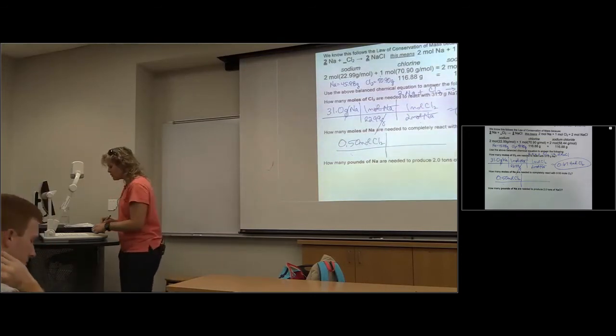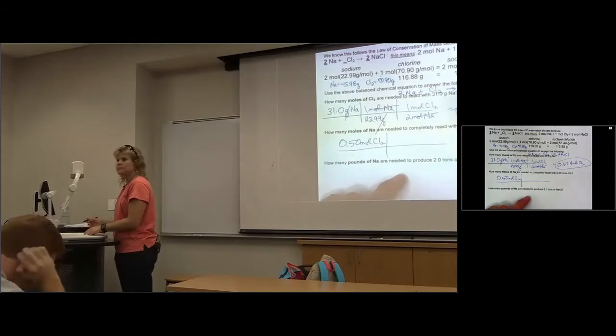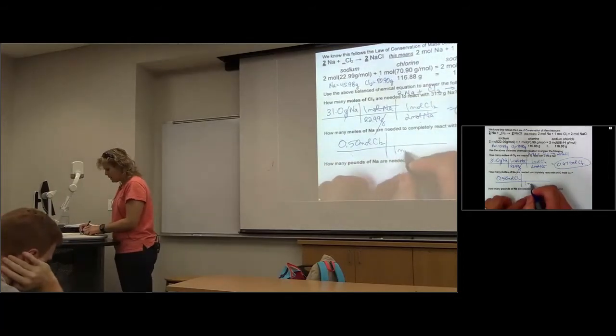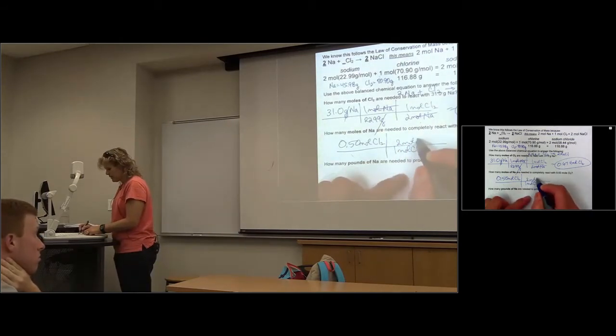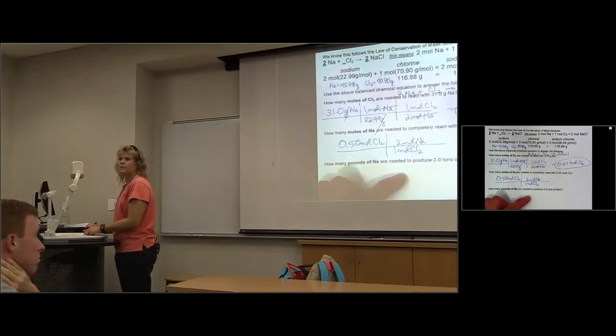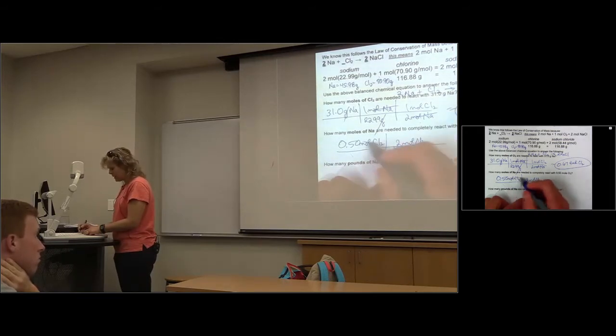So how many moles of chlorine are in our balanced equation? 1. So it's 1 mole of Cl2 on bottom. What goes on top? 2 moles of Na. Now what does the question ask for? So are we done? Yes, and do not pick up a calculator.